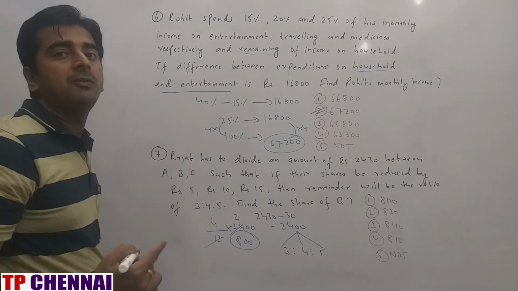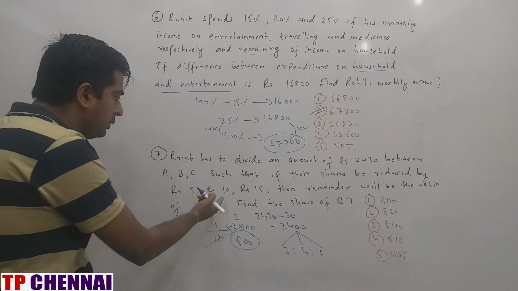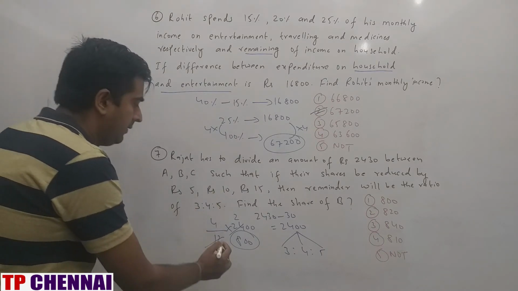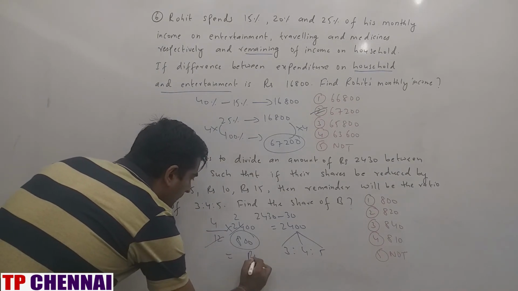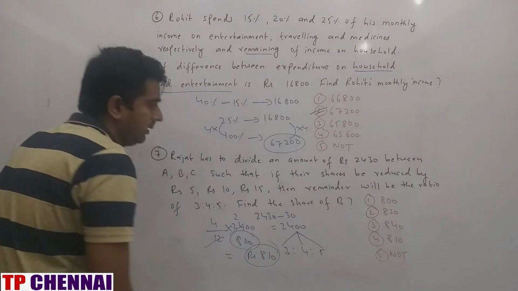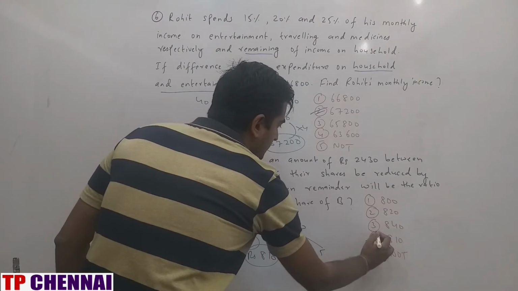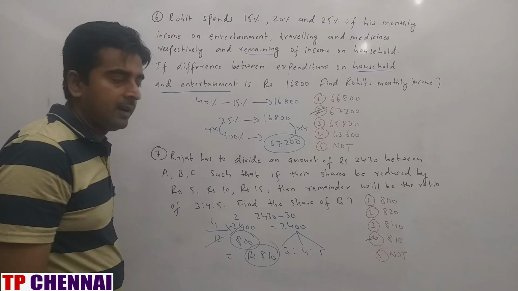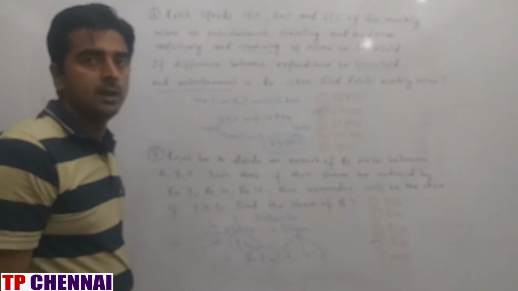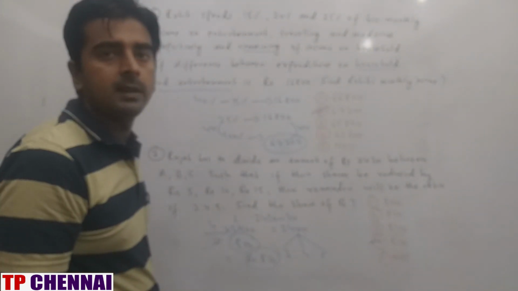But this is not the answer, because they are asking to find the share of B, and this amount is after reducing. So they have not reduced 10 in B. It will be how much? Rupees 810. So my answer is the fourth option, 810, not 800. 800 is also given in the first option, but my actual answer is the fourth option, 810.